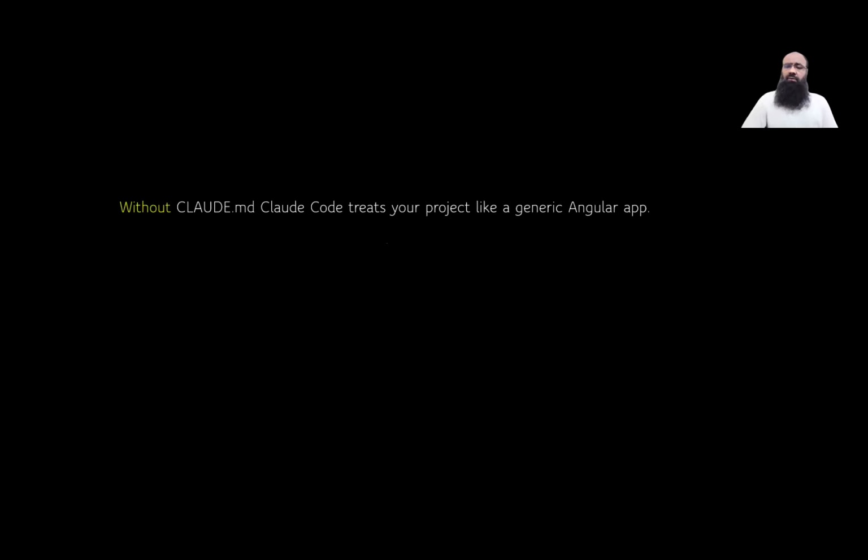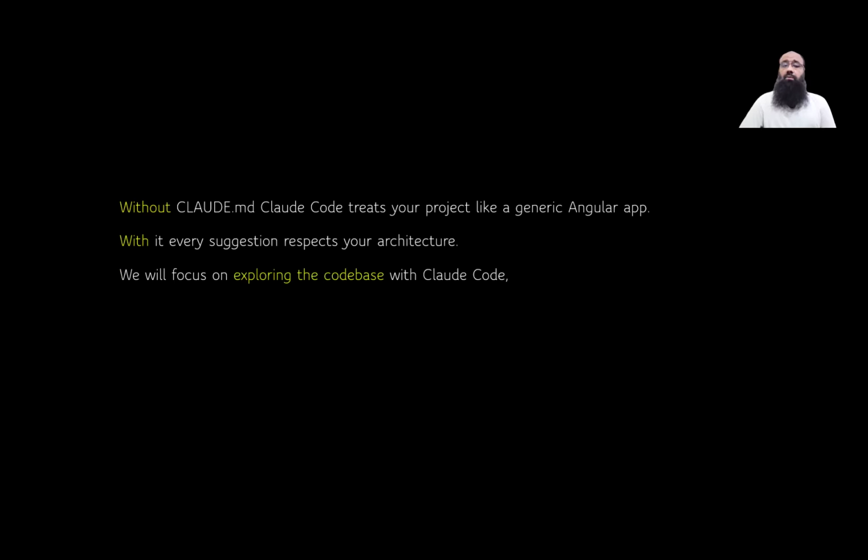If we are not using it, how is Claude Code going to treat the project? It's going to treat it like a generic Angular app. Whatever it knows, it keeps trying those things, and it's not going to produce the exact results. But if we have provided this, it's going to respect our decisions and our architecture.